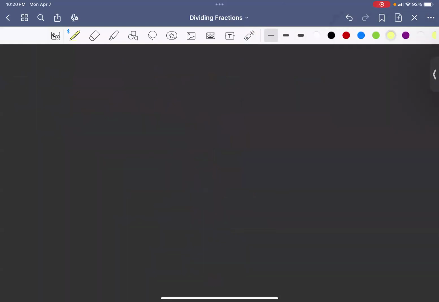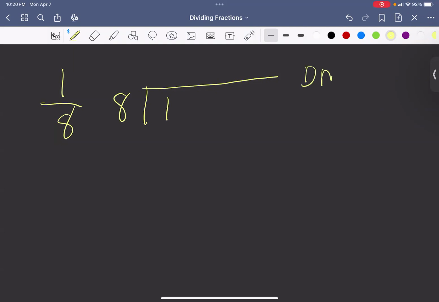Let's do 1 over 8. What is the first thing we need to do? We need to put the 1 inside the divide box, and the 8 goes on the outside. You can write divide, multiply, subtract, bring down to help you remember. Now what do we got to do?